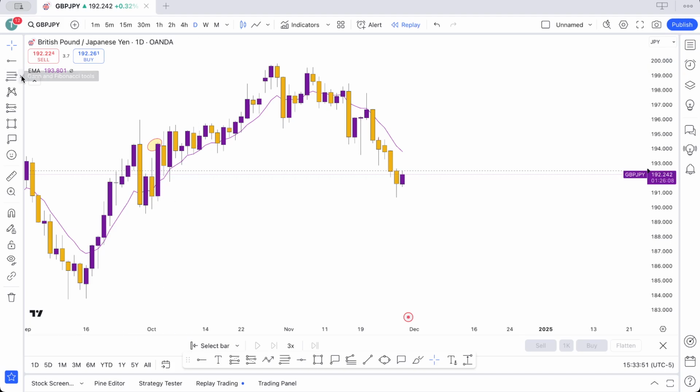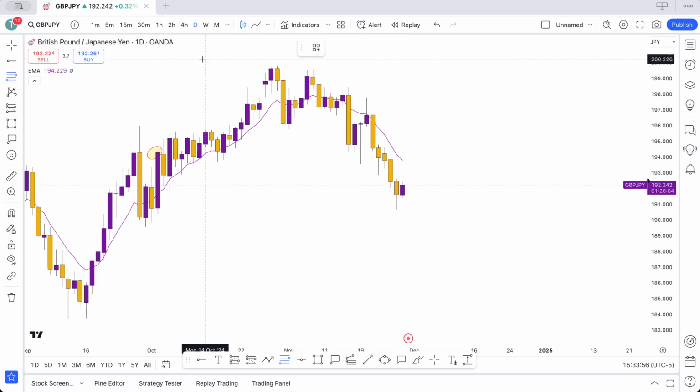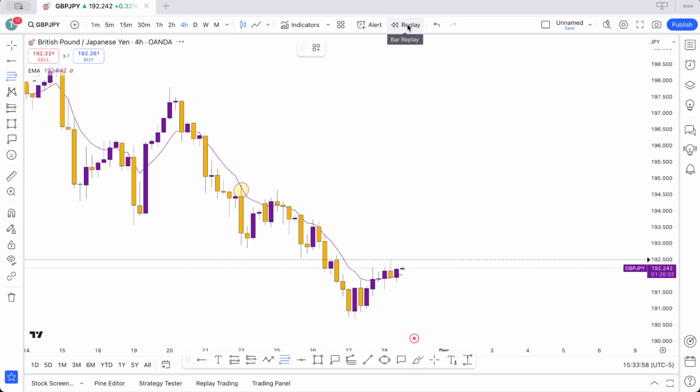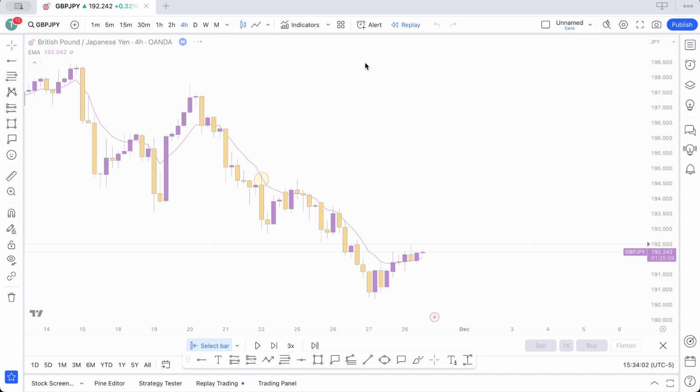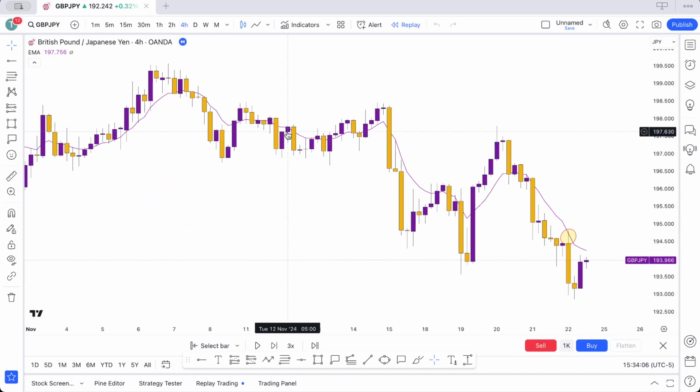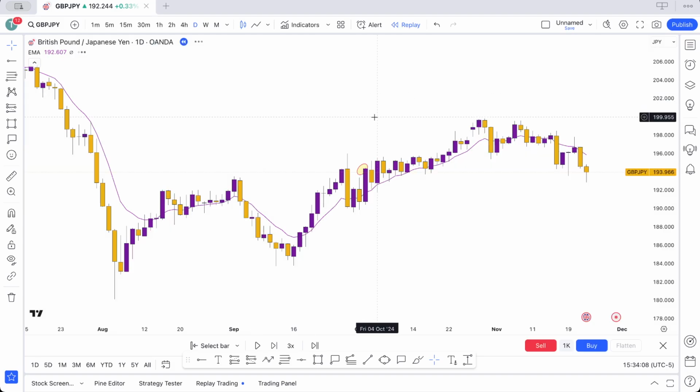All right, so how I did that setup. The first thing I did, I went on the daily time frame. Let me do a bar replay. All right, this is the present market condition. So it was just around here that I sent the trade. All right, so I went on the daily time frame.